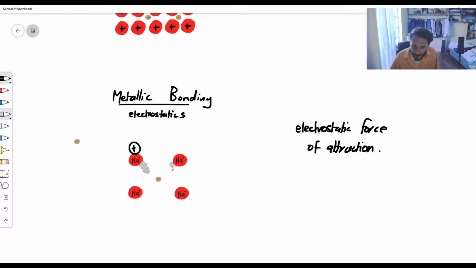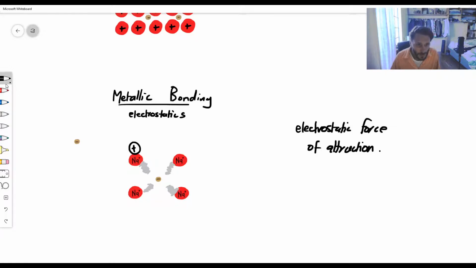Same thing's happening here with this one. They're all this force of attraction between all of these sodium ions. They're ions because they've lost one of their electrons. And it's this force of attraction that gives metals their very hard, solid characteristic.